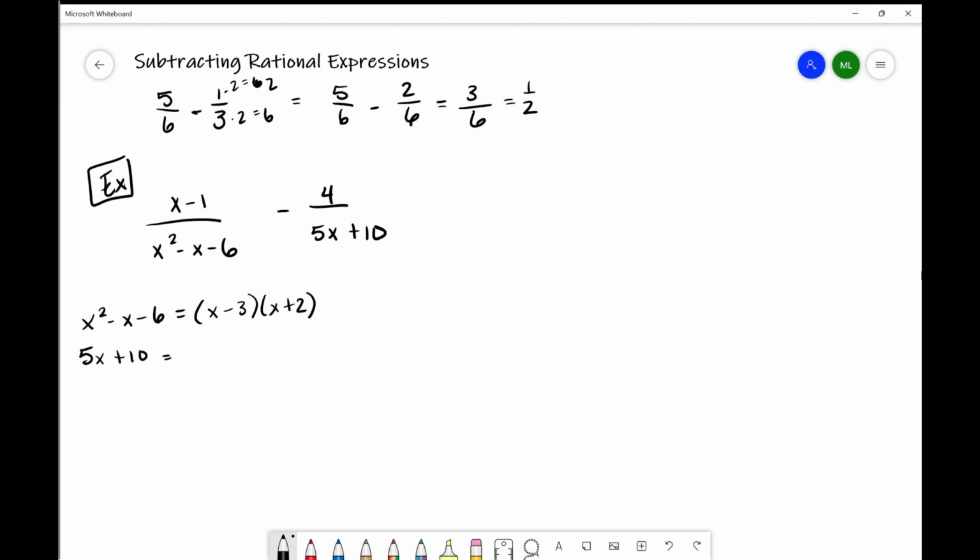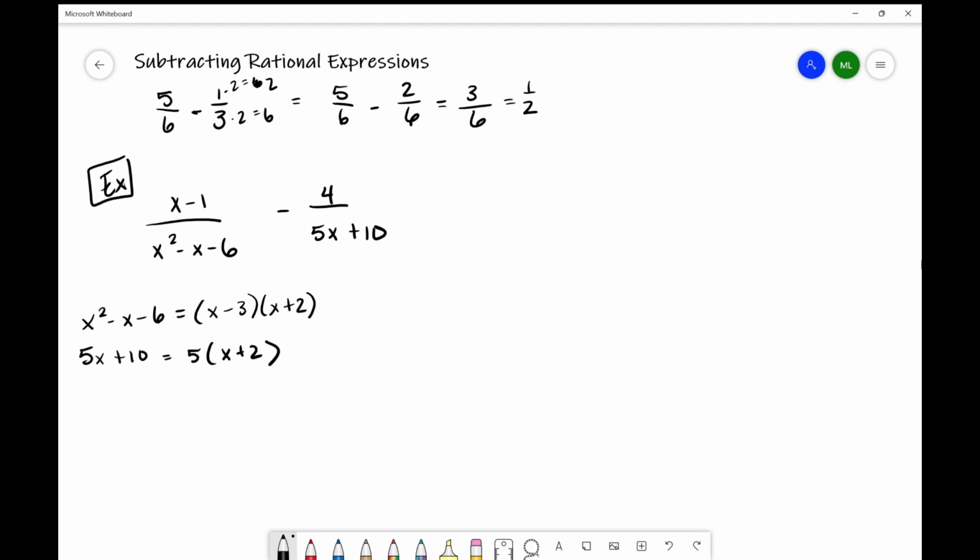For numbers, like we have up here, it's pretty easy to see. Well, 3 goes into 6, 2 times 3 is 6, so I didn't need to change that. But for expressions, you can change them into their factors, x minus 3 and x plus 2, because now you're working with factors that are expressions. So 5x plus 10, I can take a 5 out, and then I have x plus 2.